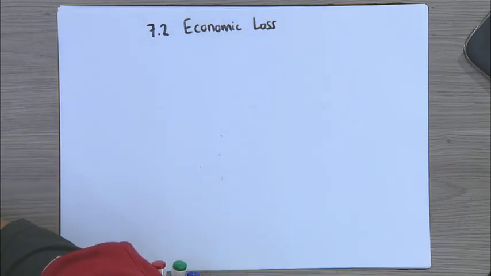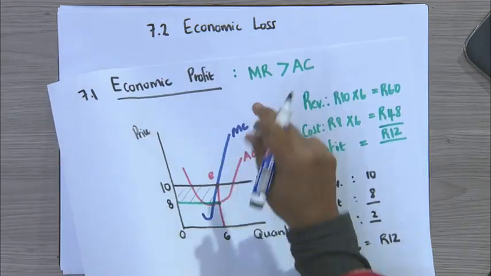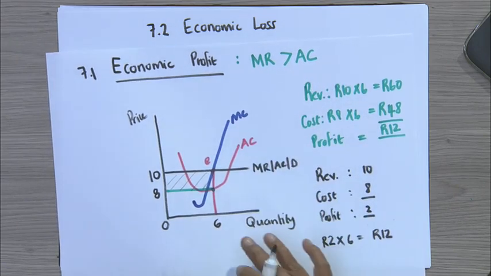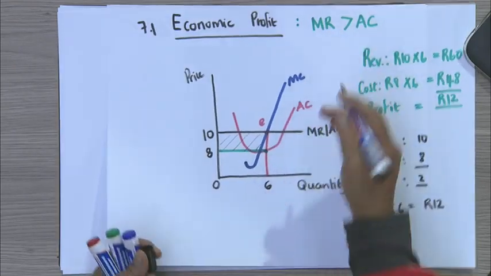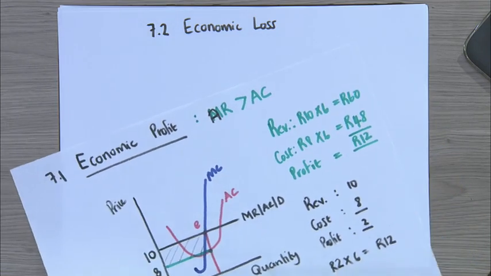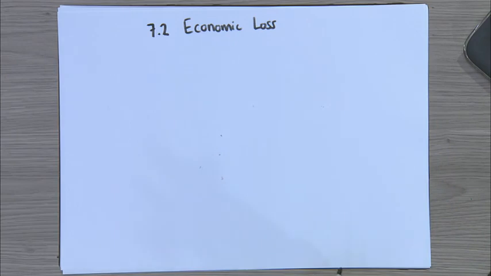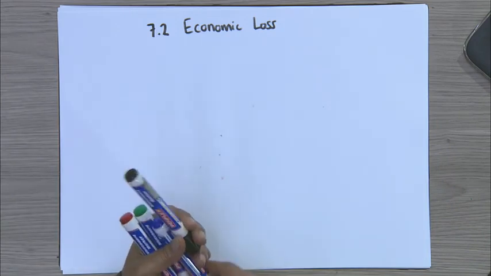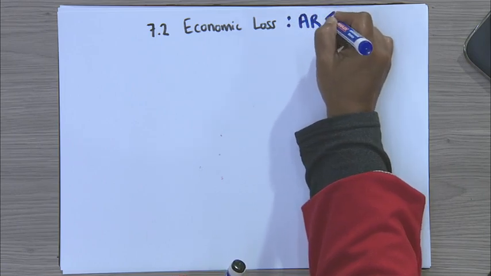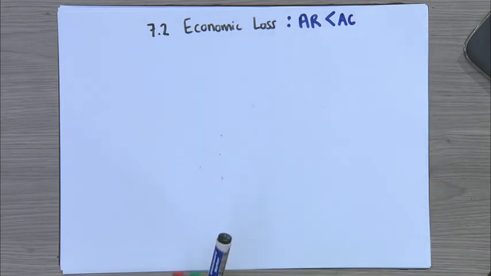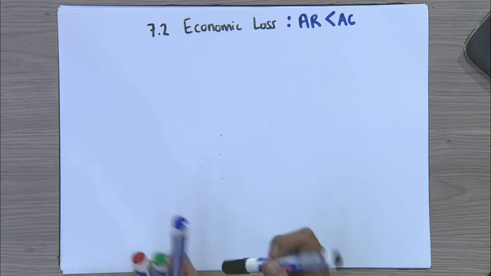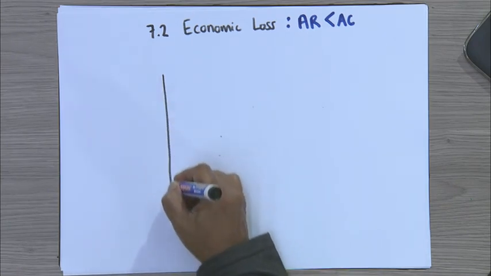Now, if we just go back to what we've just said with profit here, we said MR is greater than AC, okay? Or actually we should say AR, not MR, AR, sorry. So in this case, AR is greater than AC. So if you're talking an economic loss, then you're going to have AR is less than AC, right? Your average revenue has to be less. So we look again.